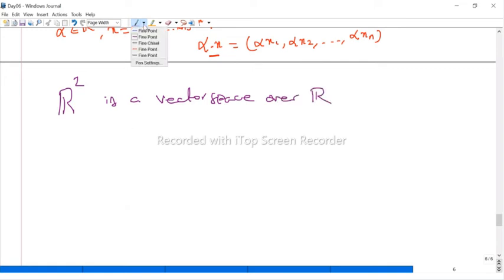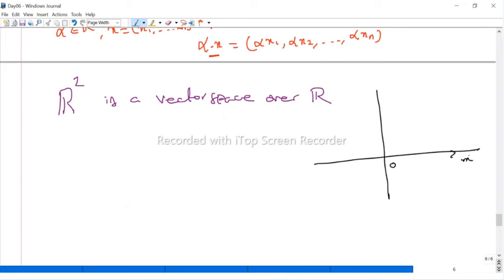Now what are the subspaces? If you look at this, this is our R2, with the x-axis and the y-axis. All subspaces must contain 0, because a subspace is a subgroup, therefore it should contain 0. If you take any subspace, it should contain 0. And here the vectors are linear, so the subspaces of R2 over R are nothing but any line passing through the origin.